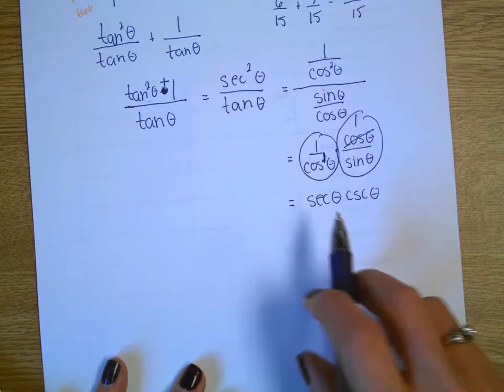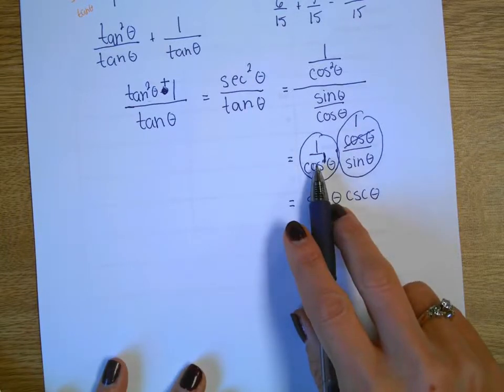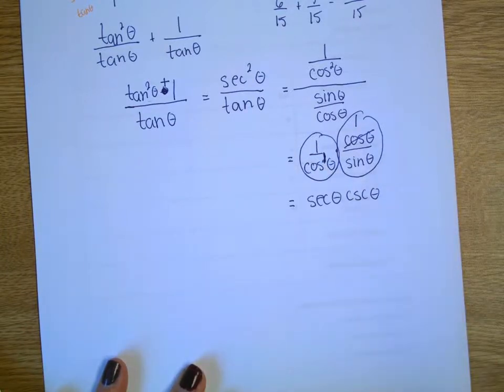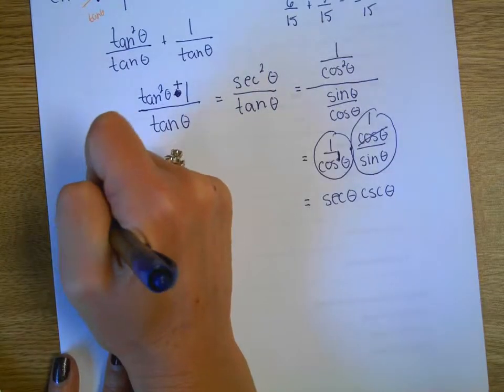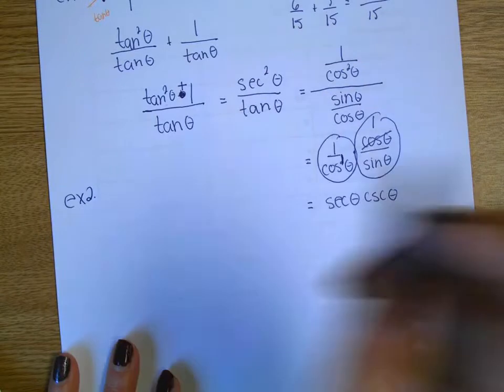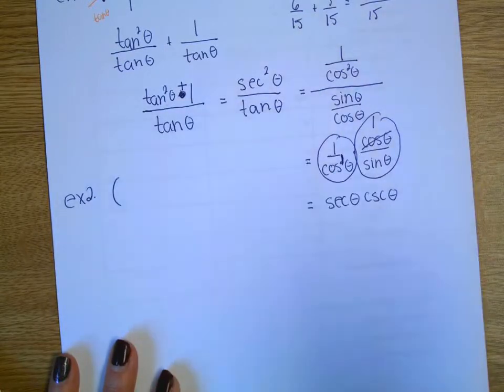Something that's not a fraction is more simplified than something that is a fraction. That's a lot of work. They're not all long. 1 over cosine is secant, and 1 over sine is cosecant. Interesting. Let's try a little bit shorter one, so you don't think they're all long and obnoxious.